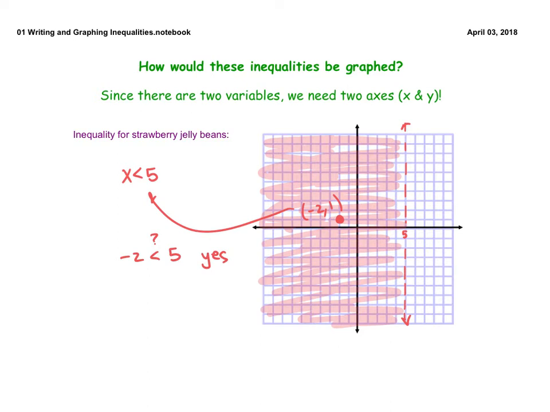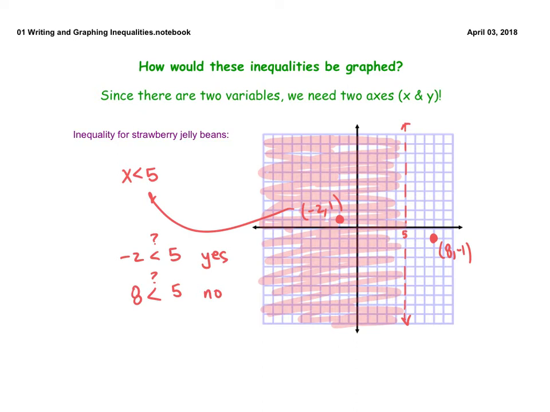If you were to pick, let's say, this point right here, 1, 2, 3, 4, 5, 6, 7, 8, and -1, if we were to test this, is 8 less than 5? The answer, of course, is no, and that's one of the many reasons why that's not shaded. So any point you could ever think of that's shaded, whether it's a decimal or not, is going to work in this particular inequality.